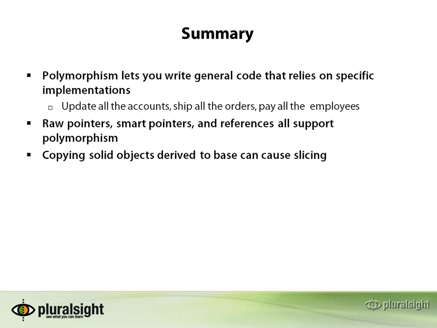When you're not using pointers or references or smart pointers, when you're using solid objects and copying them around, either the way we did in the demos with equal signs, or more realistically by calling some function that takes its parameters by value, when you take a derived object and copy it onto a base object, you get slicing. You lose the member variables that are unique to the derived class. That's almost never a good thing.